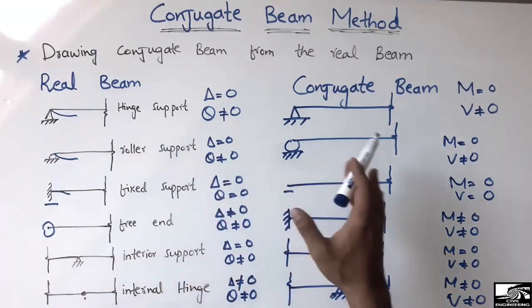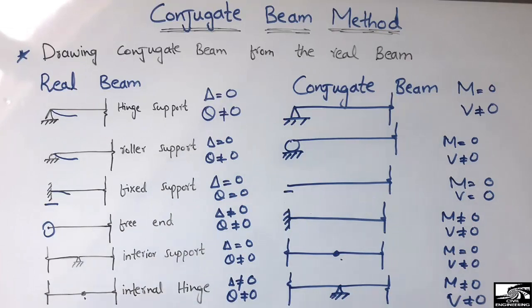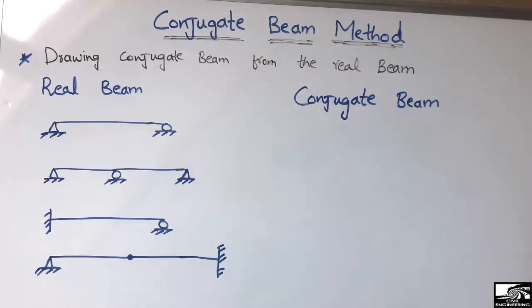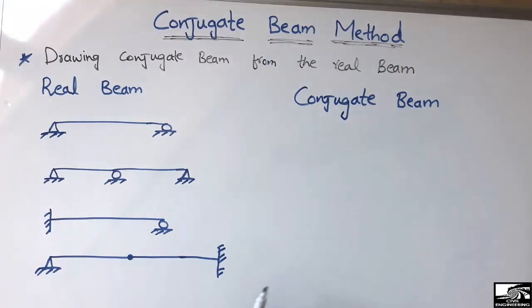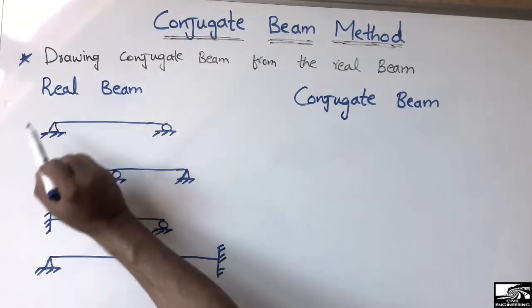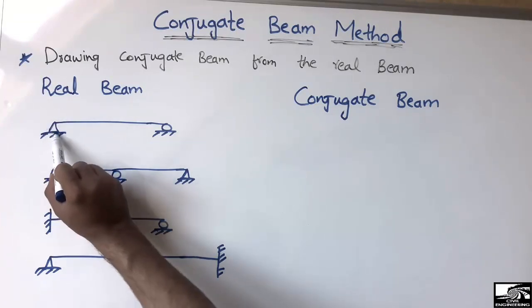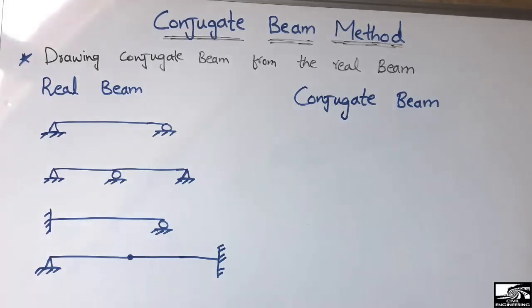This is how we draw the conjugate beam from the real beams. We need this for the deflection of beam by the conjugate beam method. Now I will show you some of the various types of beam, and how we draw the conjugate beam from a real beam. So these are the different real beams, and now we want to draw their conjugate beam. So this is a simply supported beam. I show you that the hinge support at the end of the beam is not replaced by any other.